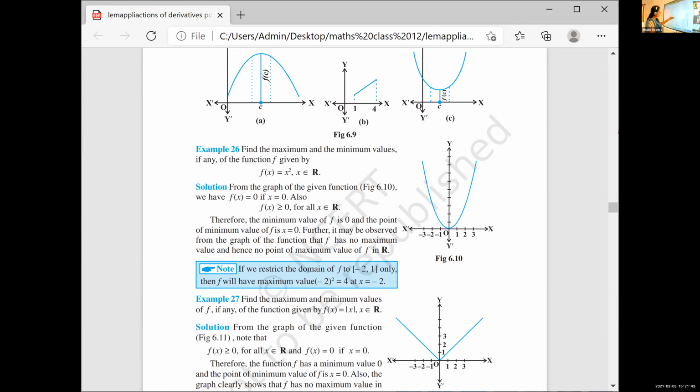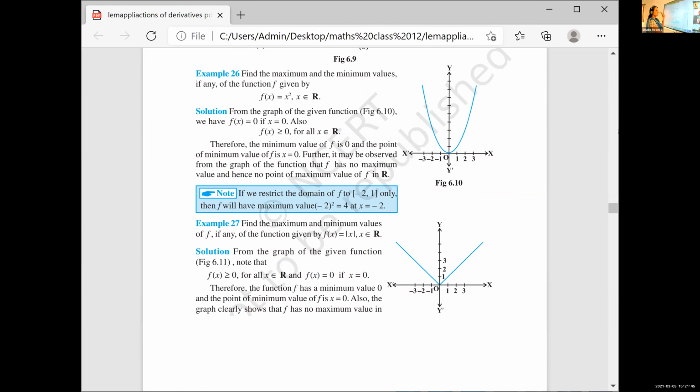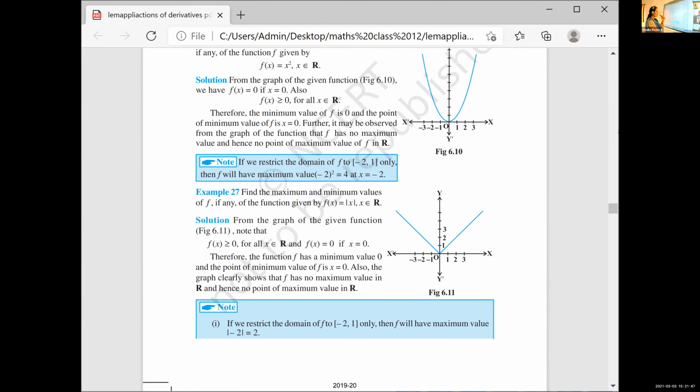Look at the next function. What is this function? Looking at the graph, can you name the function? Modulus of x. For the modulus of x, what is the maximum value and what is the minimum value? Minimum 0. Maximum, there's no limit. Maximum is not defined. Minimum value is 0.